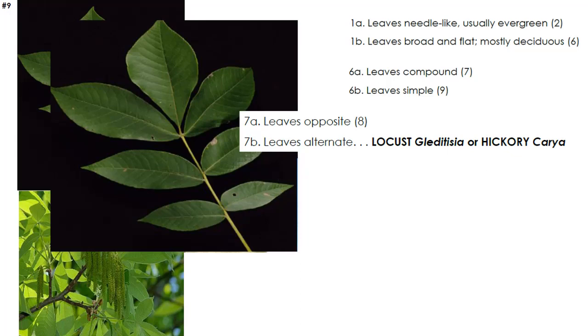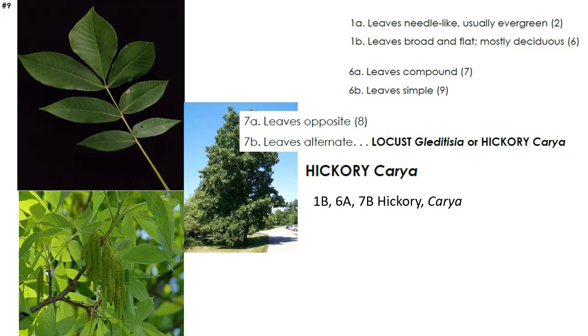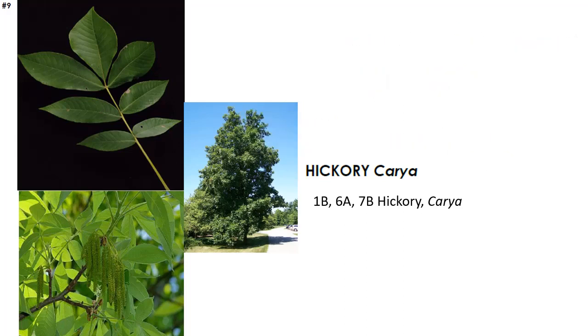So this is either a locust or a hickory, and in this case it's actually the hickory. So this is a hickory, and the path is 1B, 6A, 7B, hickory. And again, I'm giving you one more picture so you can see what the whole tree looks like in all of its glory. And that brings us to tree number 14.